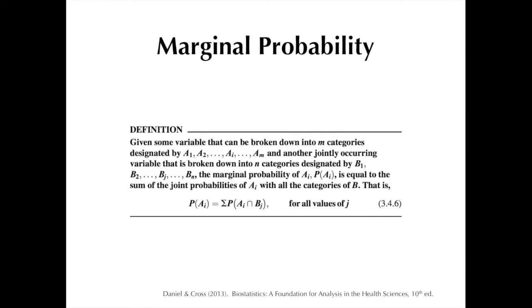Now with that, we can define marginal probability more generally as follows. Given some variable that can be broken down into m categories designated by a sub 1, a sub 2, up to a sub i, all the way down to a sub m, and another jointly occurring variable that is broken down into n categories designated by b sub 1, b sub 2, up to b sub j, all the way down to b sub n, the marginal probability of a sub i is equal to the sum of the joint probabilities of a sub i with all the categories of b.